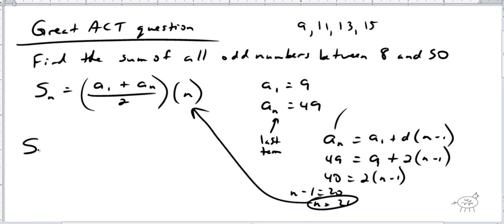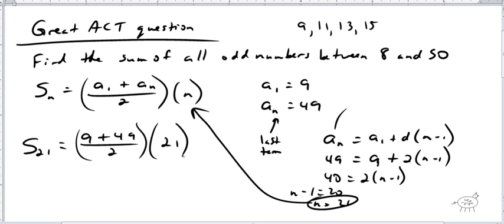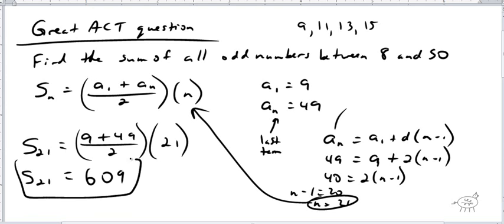So S sub 21, now I know it's 21 terms, is equal to the first term plus the last term, which is 49, over 2 times the number of terms, which we know is 21 now. And you get S sub 21 is equal to 609. Great ACT question. To find the sum of the first 21 terms using that nice little friendly formula. It's awesome. All right. So anyway, that is day 1 of sequences and series.